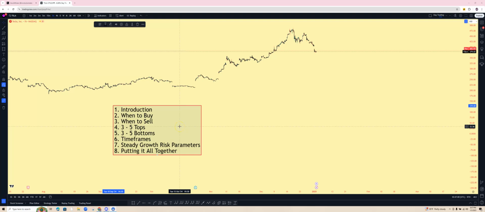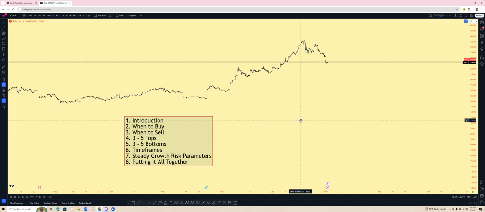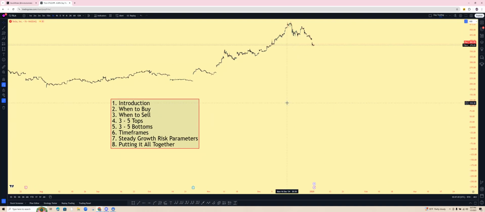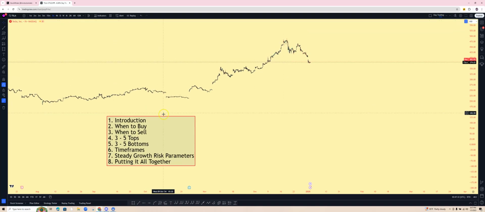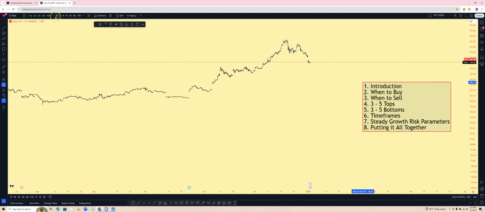Hey guys, welcome to part 6, where we're going to be talking about time frames. I get a lot of questions about what time frames I trade on, how I use time frames, and what specific time frame I do analysis on. I'm going to give you an idea first about what I do and what's working for me. I'll give you an example on Tesla.